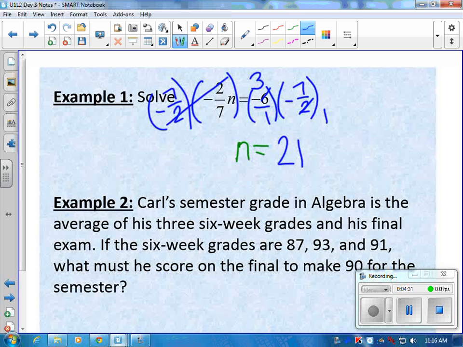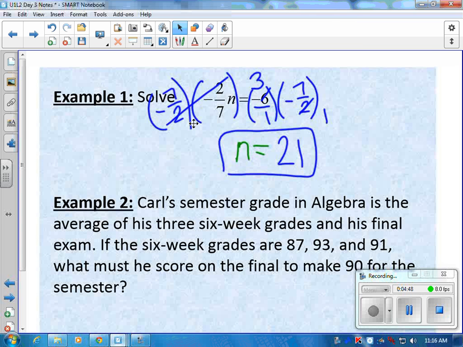So if you don't have this written down, or if you have it written down incorrectly, you should be fixing it as we go, so that when you go to take a quiz over this and you get to use your notes, you have the right work. So our value is n equals 21. So dividing by a fraction, same as multiplying by its reciprocal. We've done this before. It's not anything new.